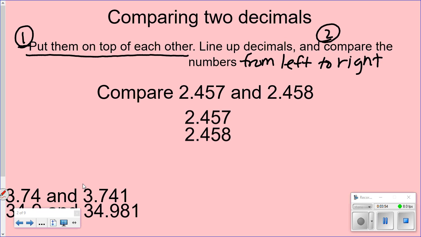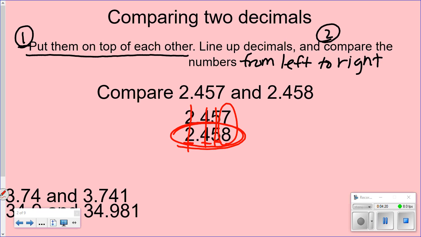Then I'm going to look from left to right. I'm going to start here and say, are these two the same number? Yes, so I can't really use that to compare. Same number here? Yes. Same number here? Yes. What about this place value? No, they're not the same. Which one has a higher number? The 8. So that means that this number here is the bigger decimal.